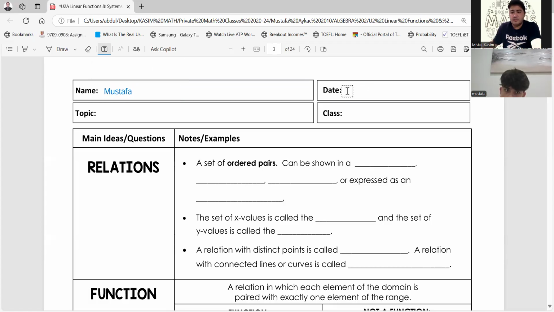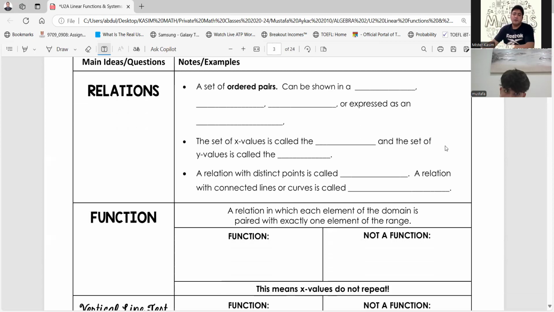And what is that? The date is 24. Okay. Mustafa, now we are going to focus on two concepts in this unit and in this lesson: relations and functions. This is one of the important units with concepts in math.